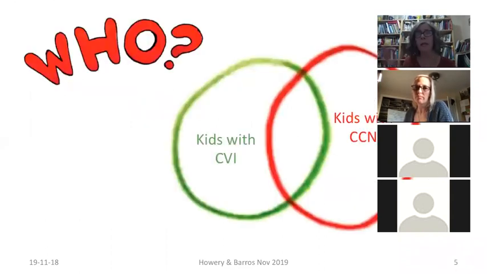Right? Mm-hmm. So today we're talking about kids with CVI and kids with CCN, and we're trying to hit the kids in the middle of these two. In this Venn diagram, I couldn't find one that overlaps as much as it needs to. Yes, there are kids with complex communication needs that may have perfectly intact vision and can carry on in our world that is primarily visual.